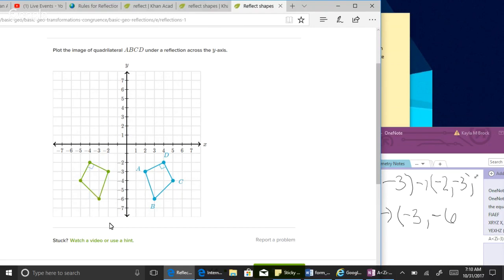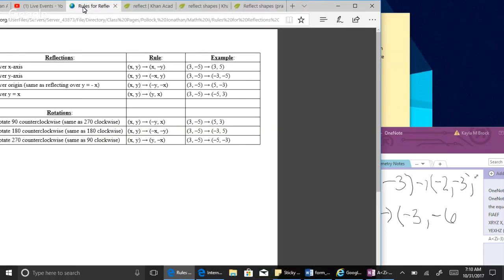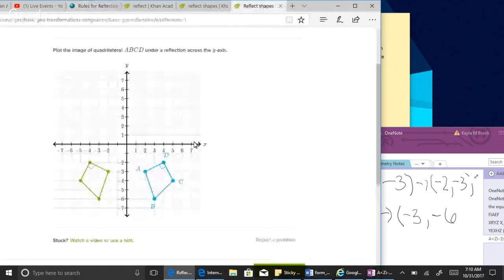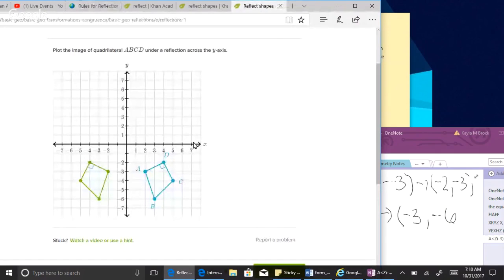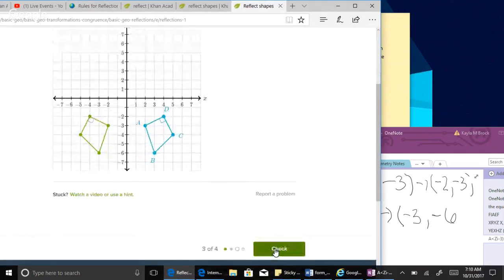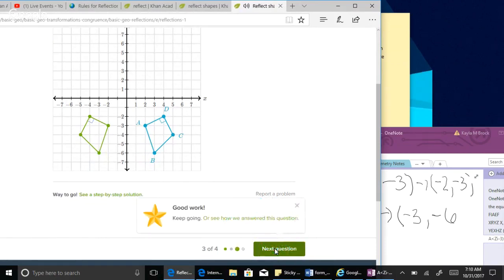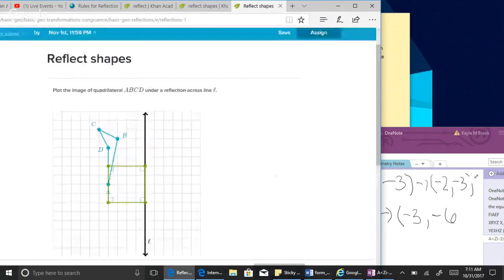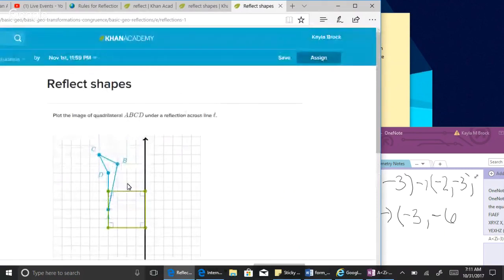There's the reflection. Now, some of you may say, you know what, Ms. Brock, I don't need these rules. I can just look at the picture and I can reflect it across. The only problem is that sometimes on the test, it doesn't give you the picture. It just shows you the coordinate points and tells you where you're reflecting it. And then you have to be able to give the coordinate points, which is so important to be able to do and to know that.